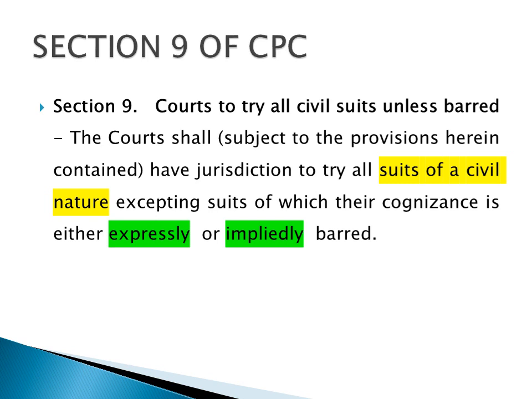By the words suits impliedly barred, the section means to say that there are certain types of suits which are barred by general principles of law. Similarly, certain suits, though of a civil nature, are barred from the cognizance of a civil court on the grounds of public policy. What the suits of civil nature are has been explained by Explanation 1 and Explanation 2 of this section. We will discuss them in the next slide.